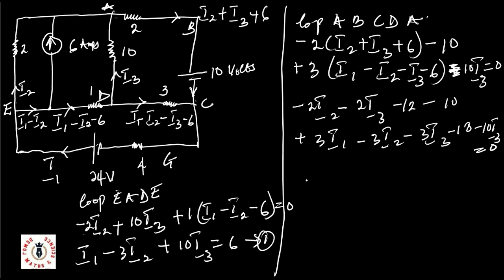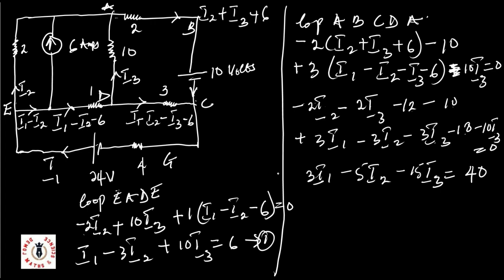Now let's collect like terms. I have 3 I1. I have minus 2 I2 minus 3 I2. That will be minus 5 I2. I have minus 2 I3 minus 3 I3 minus 10 I3. That will be minus 15 I3. And obviously, I have minus 12 minus 10, that's minus 22, minus 18, that's minus 40. Goes to the other side, it becomes plus 40.